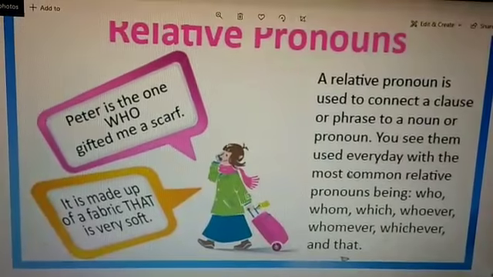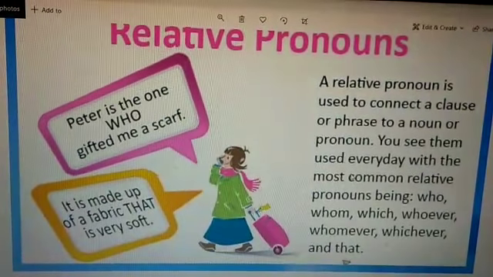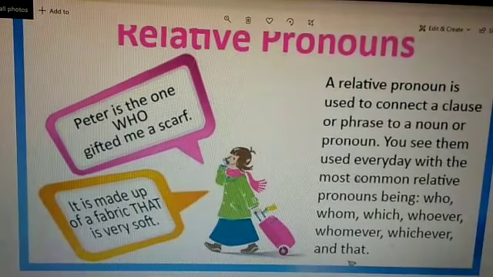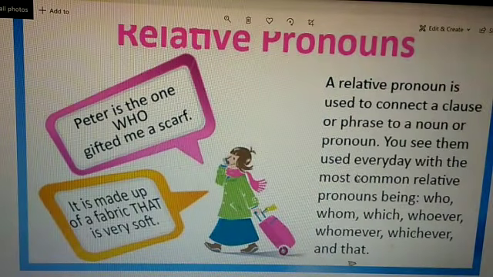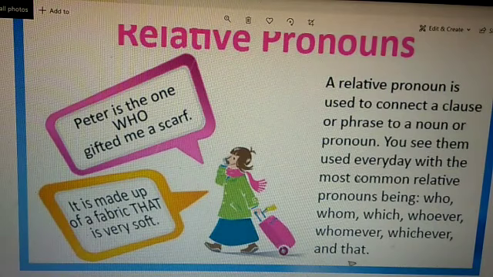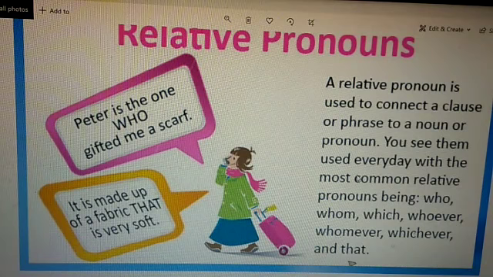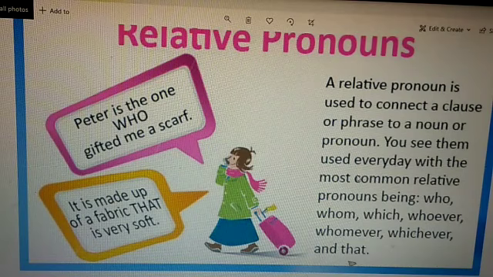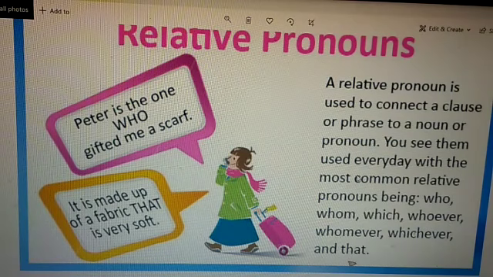You see them used every day, with the most common relative pronouns being who, whom, which, whoever, whomever, whichever, and that. You can see the example. Peter is the one who gifted me a scarf. Scarf means it's a cloth. So "Peter is the one who" has a relative pronoun. And you see in the next, it is made up of a fabric that is very soft. So here, "that" refers to the scarf, a fabric; that is the relative pronoun.